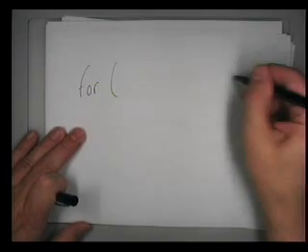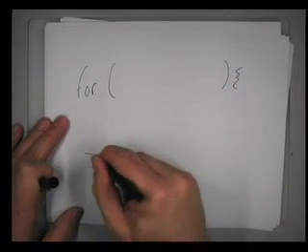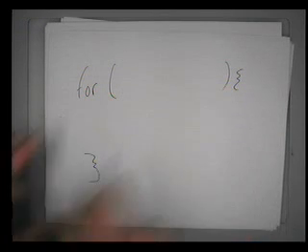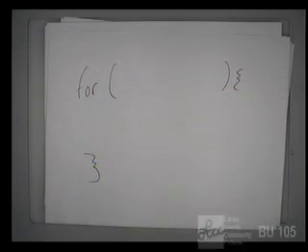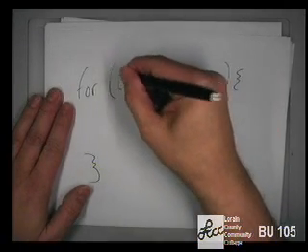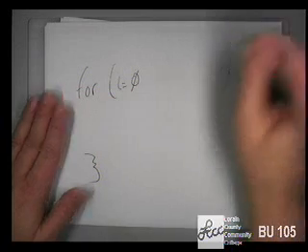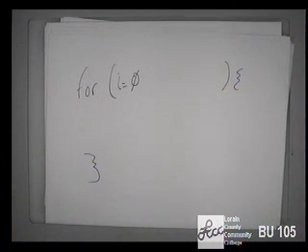For, and you have a parenthesis that specifies the parameters of the loop. All right? You have typically a loop index.